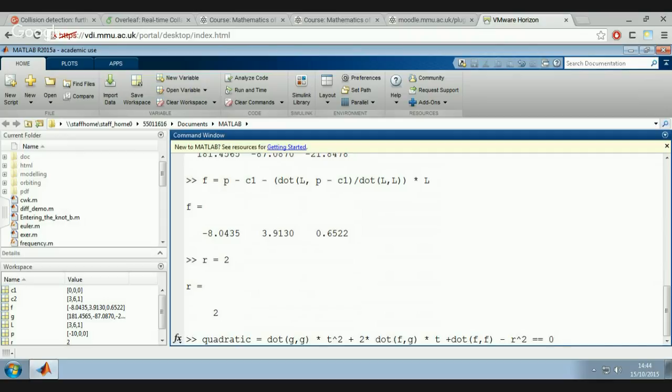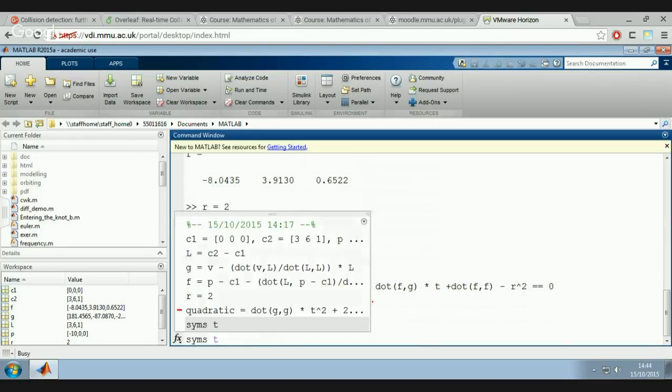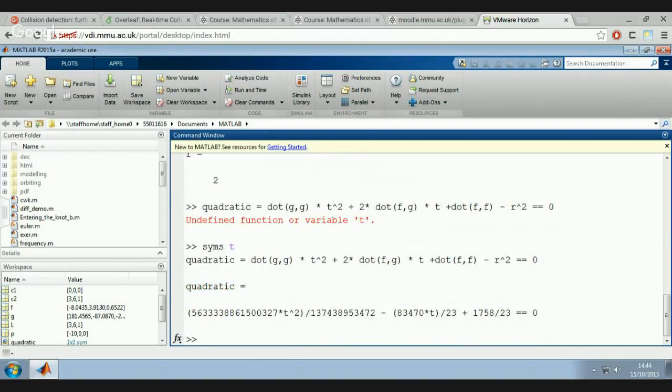So that says what quadratic is. Ooh, undefined. Yes, you need to define t as a symbolic variable. Then you can define the quadratic. Because t was a symbolic variable, it then goes with symbolic integers. So it keeps the exact fractions. So quadratic is an equation we can then solve.